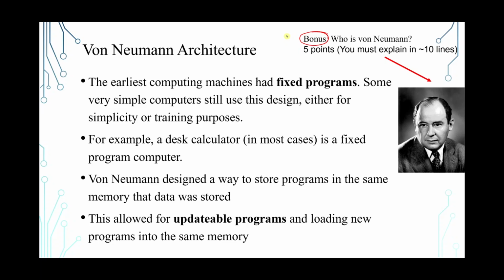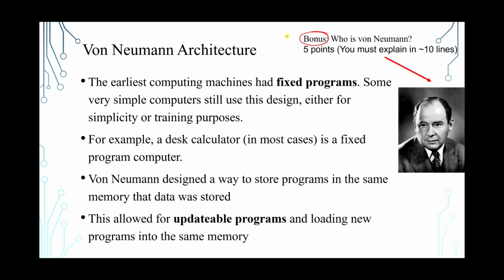The earliest computing machines had fixed programs. Some very simple computers still use this design either for simplicity or for training purposes. For example, the calculator you use on your desk for math is basically a fixed program computer, because you cannot make this calculator do anything other than calculating.